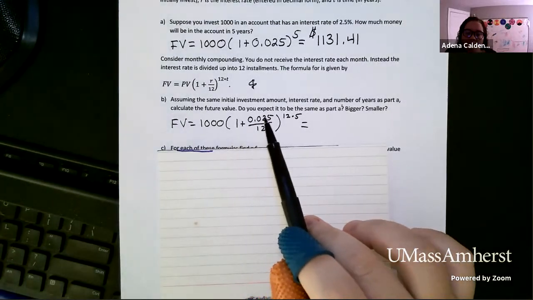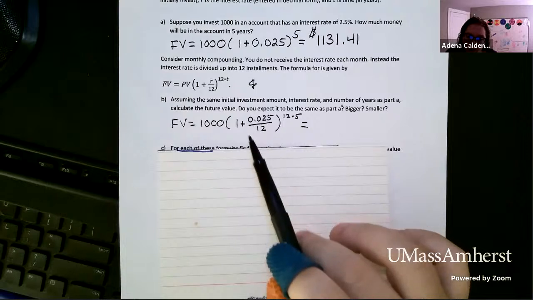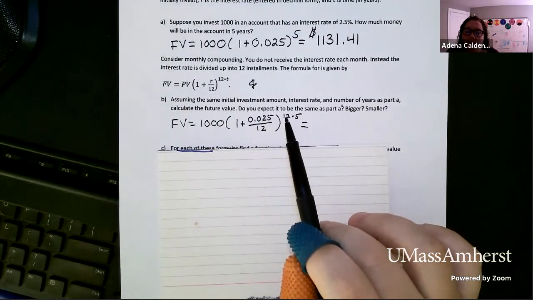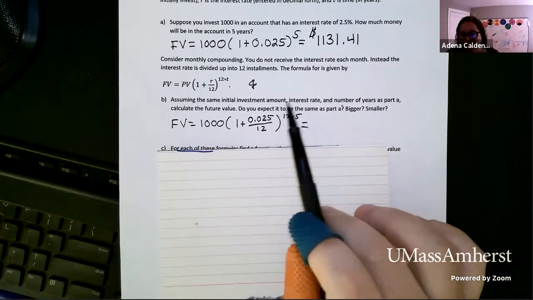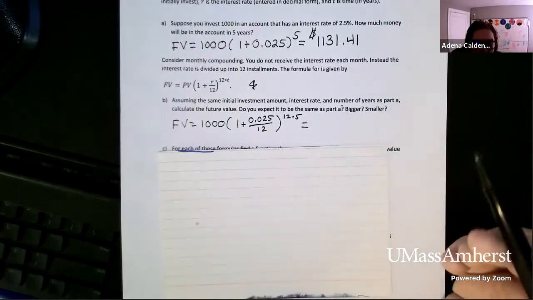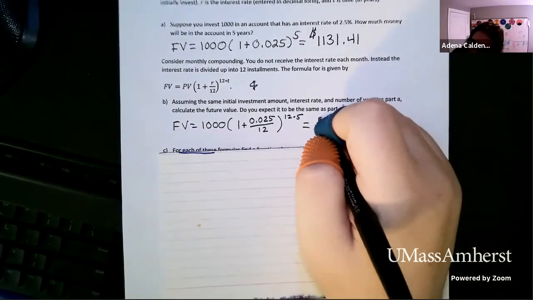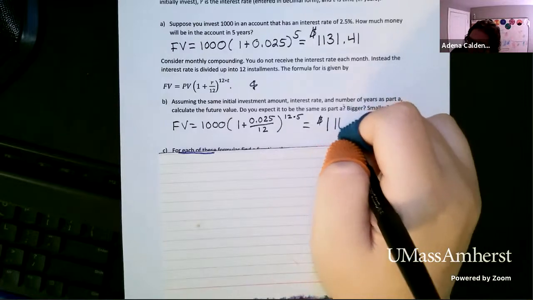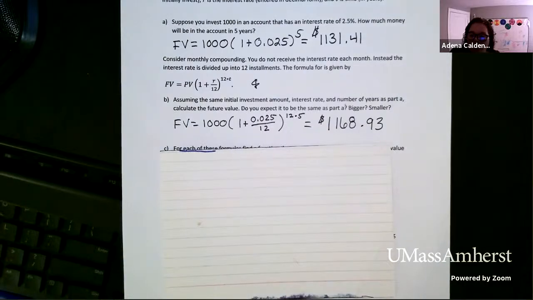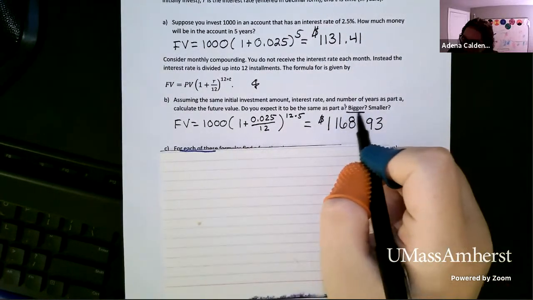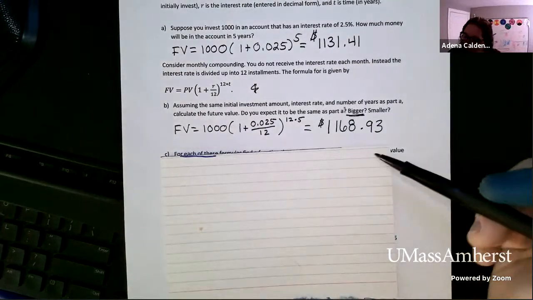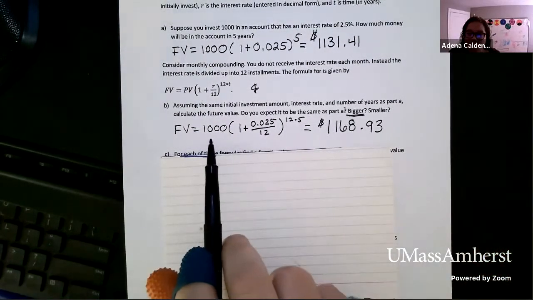If we compare that now to our monthly compounding, the way we set this up, we have 1,000 times (1 plus 0.025 divided by 12), because we're getting 1/12 of the interest each month, raised to the 12 times 5. So we get interest 60 times total, right? 12 times a year for 5 years. If I were to do that, I would end up with $1,168.93. So it turns out that if I compound monthly, I get more of a return on my initial investment.